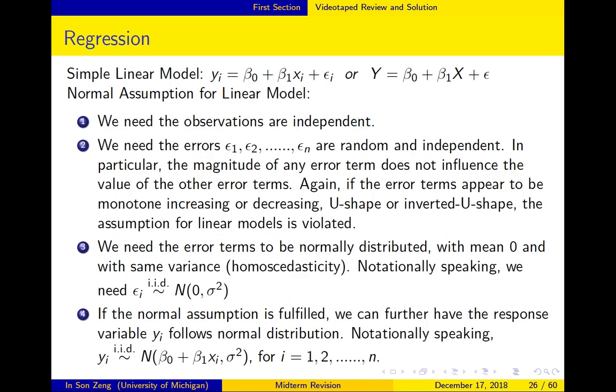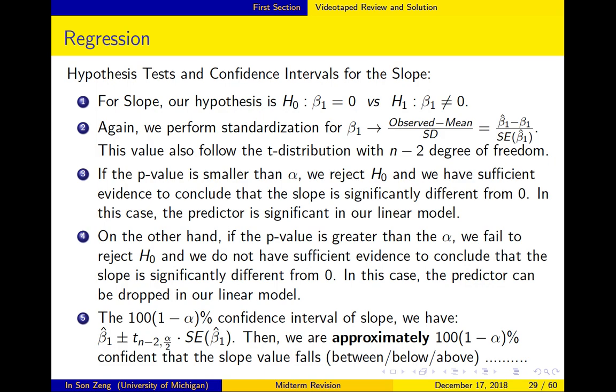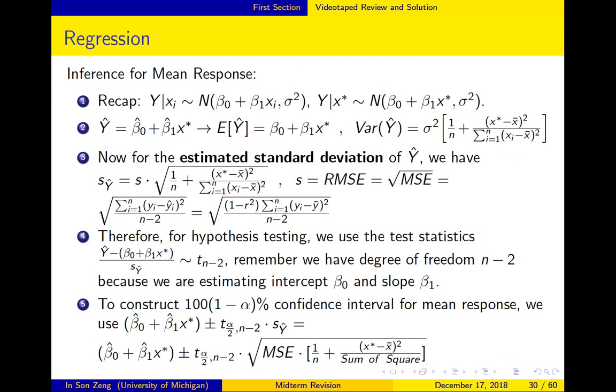We have our simple linear model y_i equals beta 0 plus beta 1 x_i plus epsilon_i for observations i equals 1, 2, up to n. Now, the distribution of y, our response, given x_i follows the normal distribution with beta 0 plus beta 1 x_i as the mean, and sigma square for the variance.